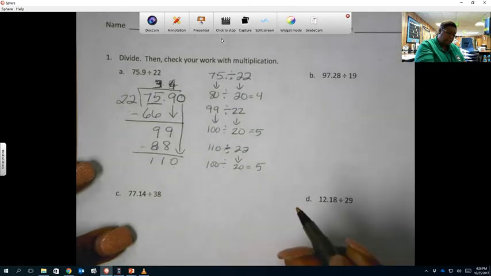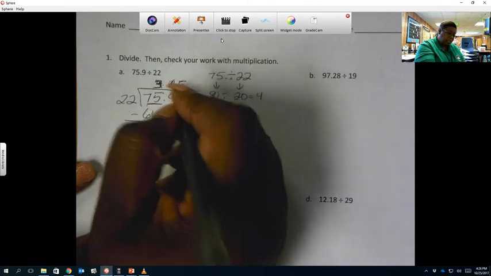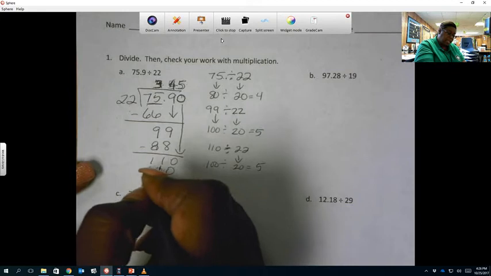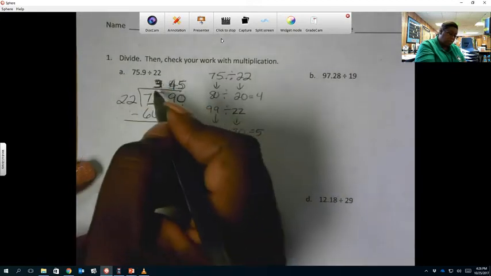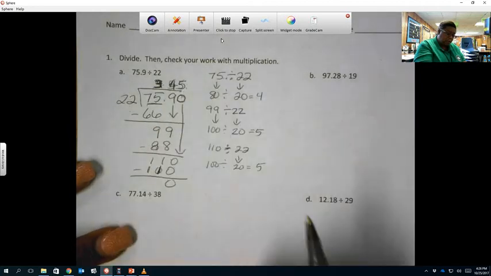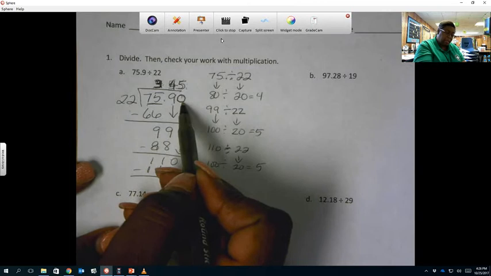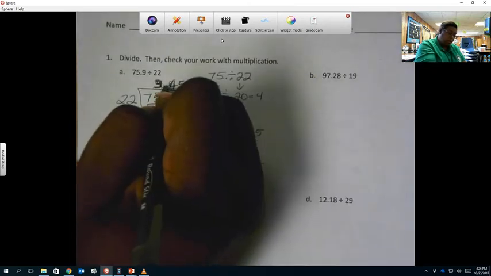5 again. So we're going to try 5. And actually 5 is correct. It's the correct number that I need. And I get a remainder of 0. So my answer was 345. But where do I put my decimal? Well, I have tenths and hundredths in my dividend, so I need tenths and hundredths in my quotient. So my decimal goes here.